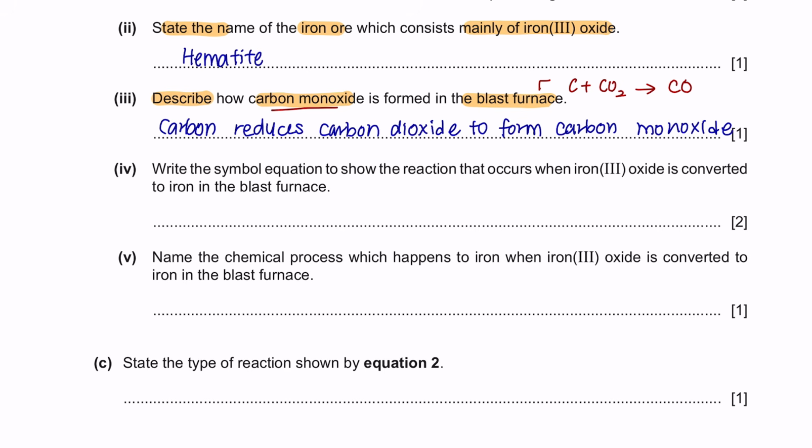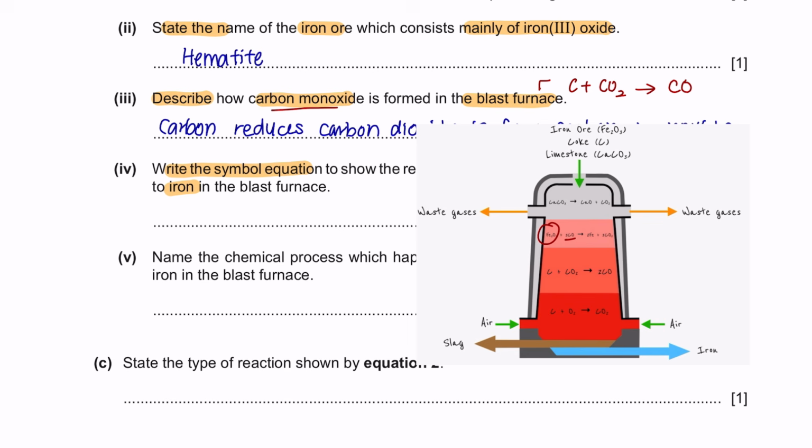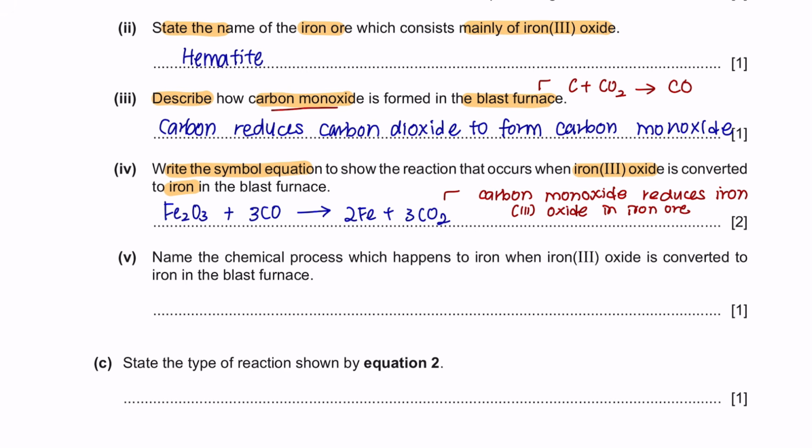Next, part 4. Write the symbol equation to show the reaction that occurs when iron trioxide is converted to iron in the blast furnace. So the iron oxide will then react with the carbon monoxide formed in stage 2 to form iron and carbon dioxide. Next, part 5. Name the chemical process which happens to the iron oxide when it is converted to iron in the blast furnace. We can see that there is loss of oxygen atoms. So this process is a reduction process.